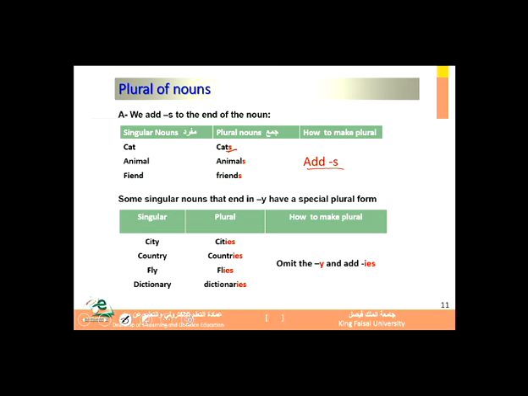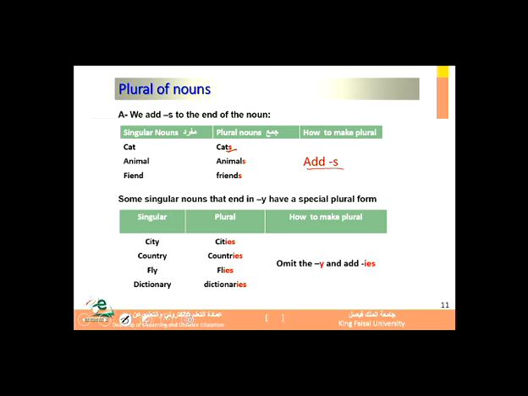In this case, you cannot just add the s. You have to delete this y, replace it with an i, and then add es. So an example would be the word city. City, we have deleted this letter, we have replaced it with i, then we have added es. Similarly, country, countries, fly, flies, dictionary, dictionaries.